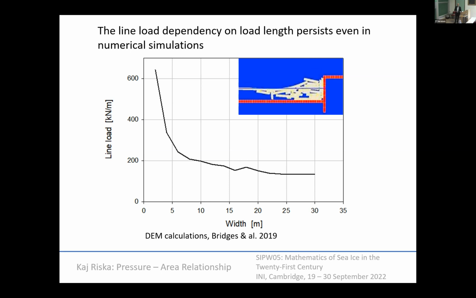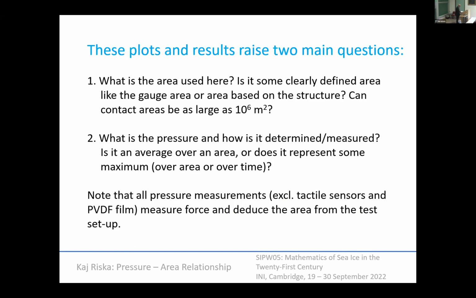That's, for me, a little bit surprising, and I'll say why. I would understand the beginning part, but it is really quite a nice and continuous line, so that's a bit surprising. Anyway, these plots and results raise two main questions, which ice engineers usually refuse to ask.